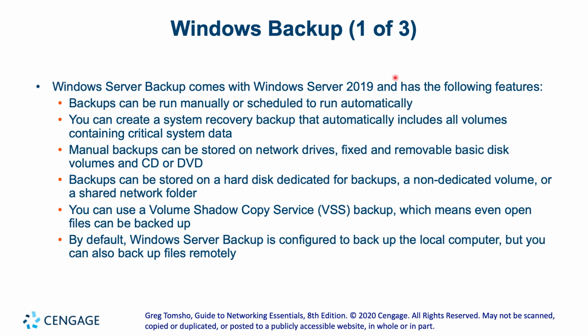Windows comes with a utility called Windows Server Backup. You can schedule it to run. Your manual backups can be stored on network drives, fixed and removable disk volumes, and CD or DVD. It does not work with a tape. Tape is typically the storage of choice with operating system server backups now. If you want to use a tape, you need to use a different piece of software than Windows Backup.